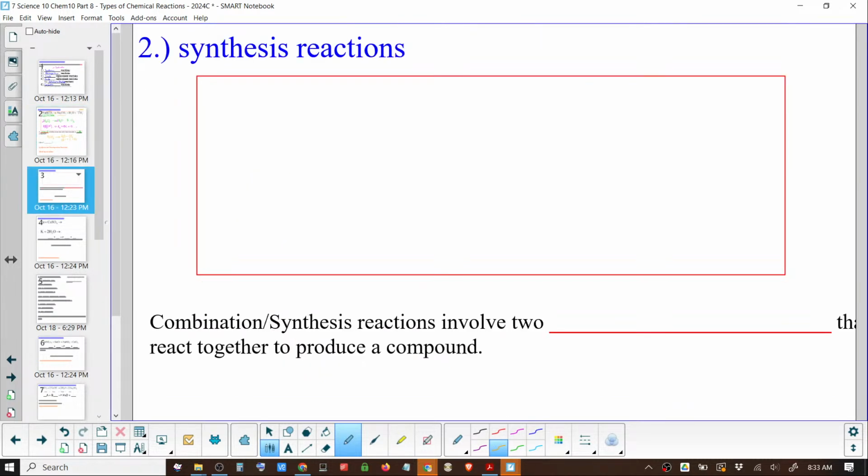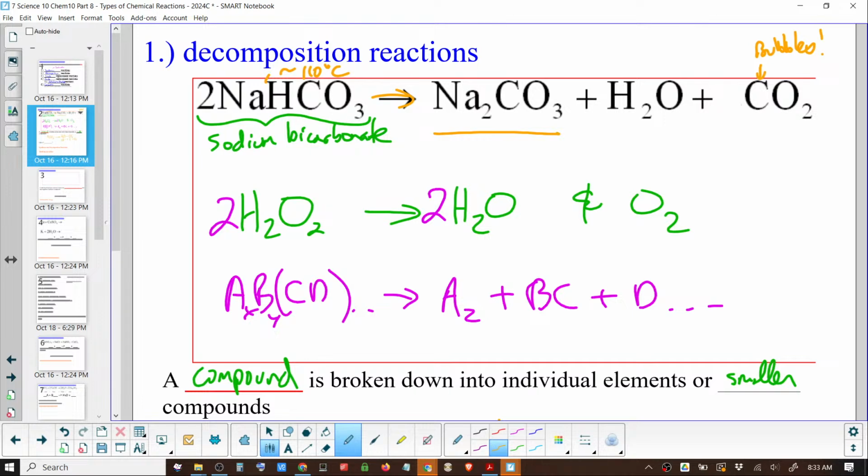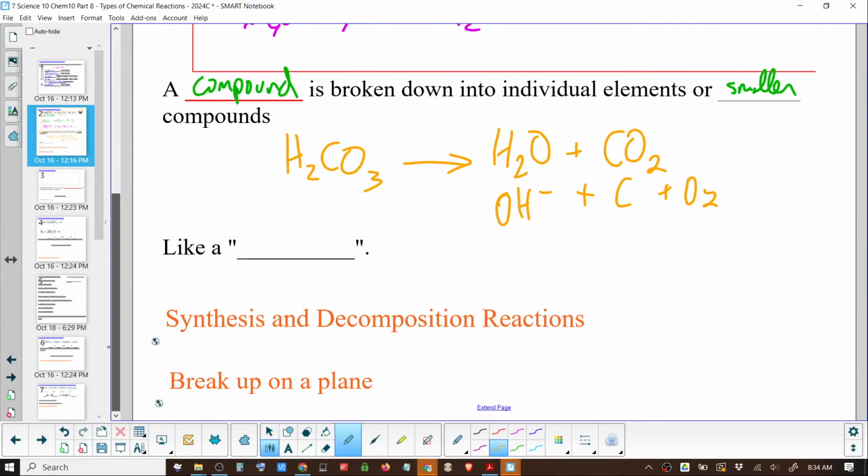Good. Scream if not. Synthesis, entirely the opposite. Oh, did I forget a thing down below? Oh! That's because it's a thing. It's like a marriage.